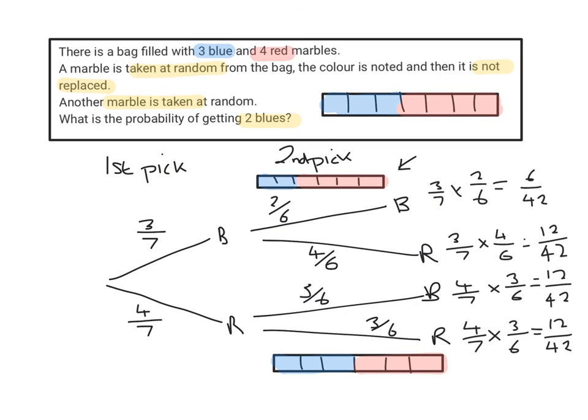So let's go back to the question. The question was, what is the probability of getting 2 blues? So I need to be getting my highlighter and going, I want a blue and a blue. So my answer is this one here. My answer is 6 out of 42.